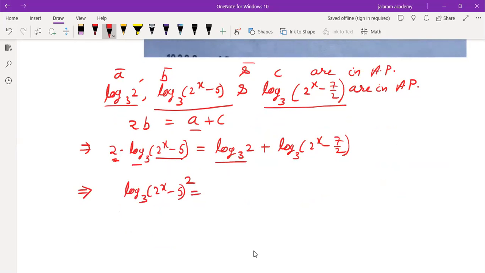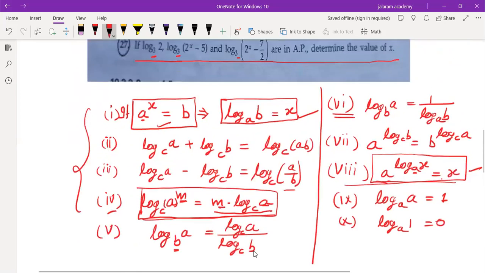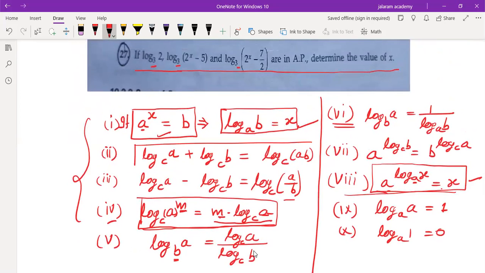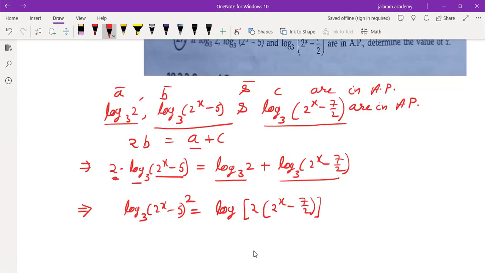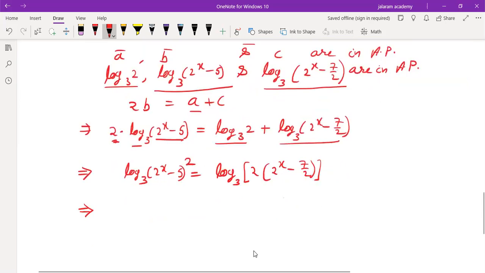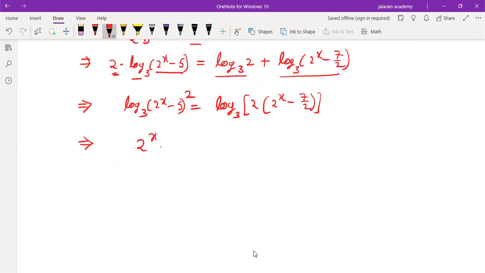now in this we will use the property log a plus log b equals log ab. Second property, log a plus log b equals log ab. So we write log a b. So log can be removed from both the sides, as both of them are log, so they will be cancelled out. 2 to the power x minus 5 whole square, and both have the same base also, equals 2 into 2 to the power x minus 7 by 2.